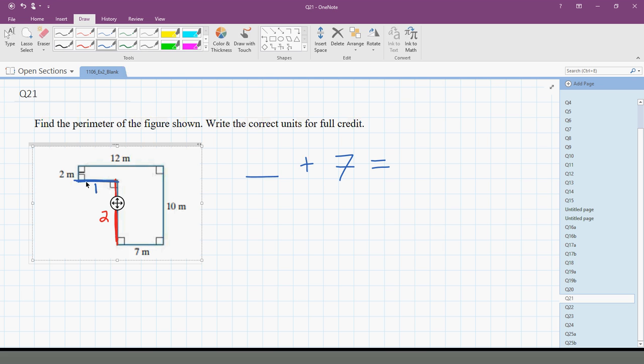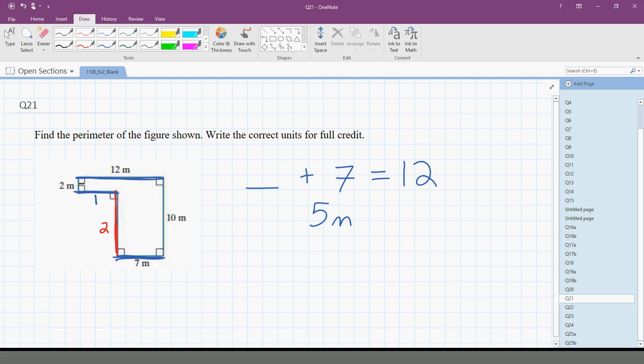Sure. Side 1 and whatever side 7 is, if I add those together, they should be 12 meters across. Does that make sense? So what is my missing length for number 1? What plus 7 gives me 12? 5. So one of my missing lengths that we need is 5 meters. Does that make sense? Because 5 plus 7 should be a length of 12.